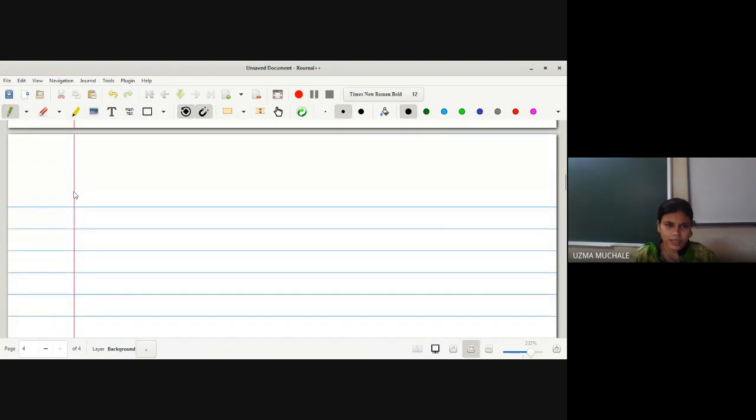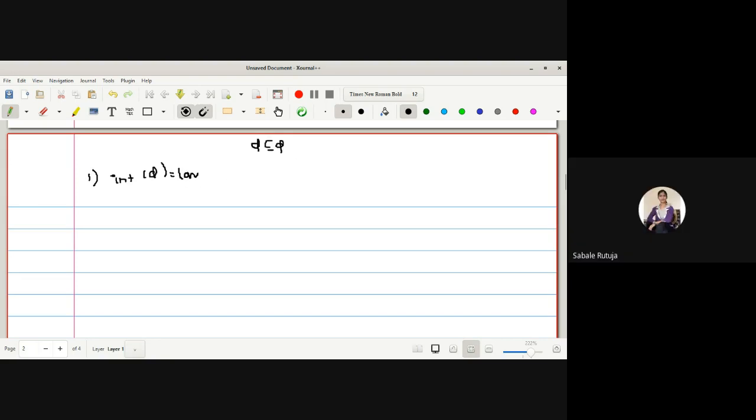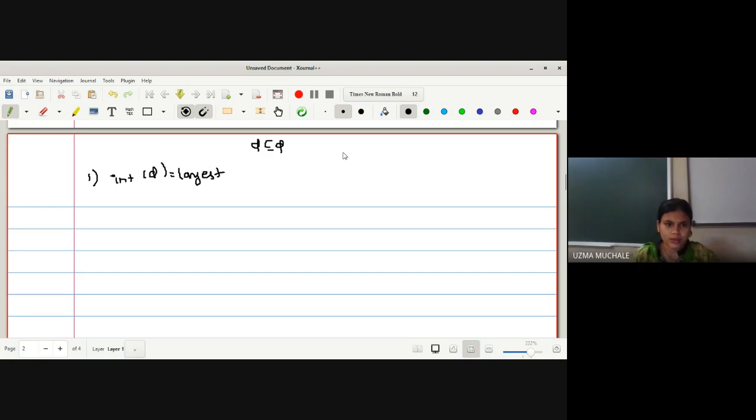For finding the interior, let me first write down. We have to find the interior of the empty set. What is the largest open set contained in phi? Phi itself. You should know the topology, so I will write down the topology here once again. It is phi, X, singleton A, singleton B, AB. What is the largest open set contained in phi? So we can say phi is the largest open set.